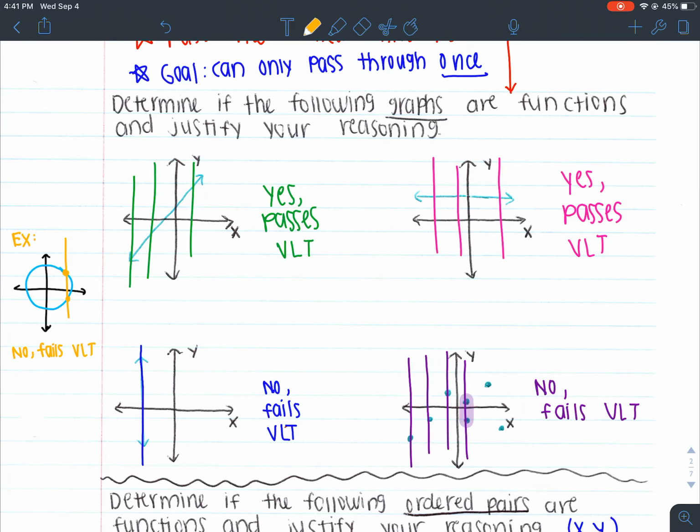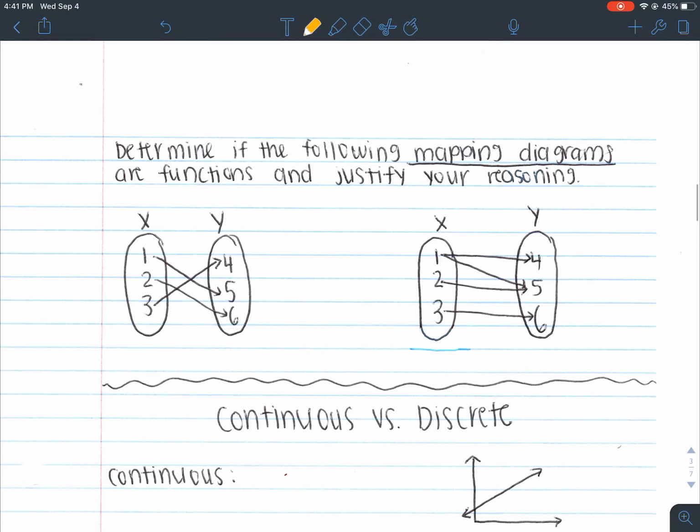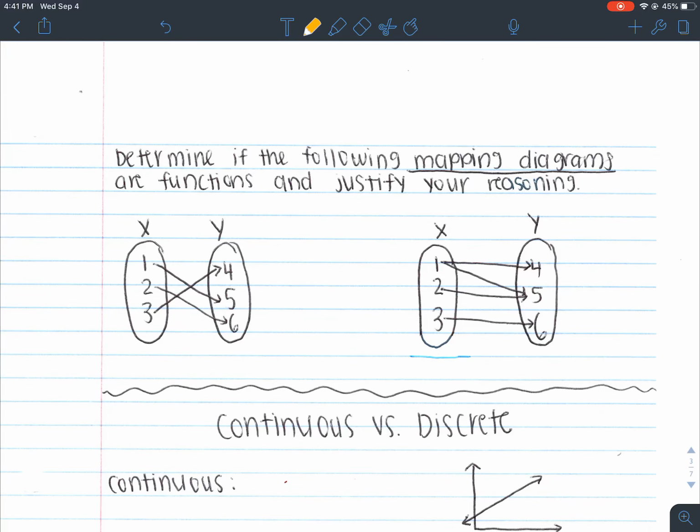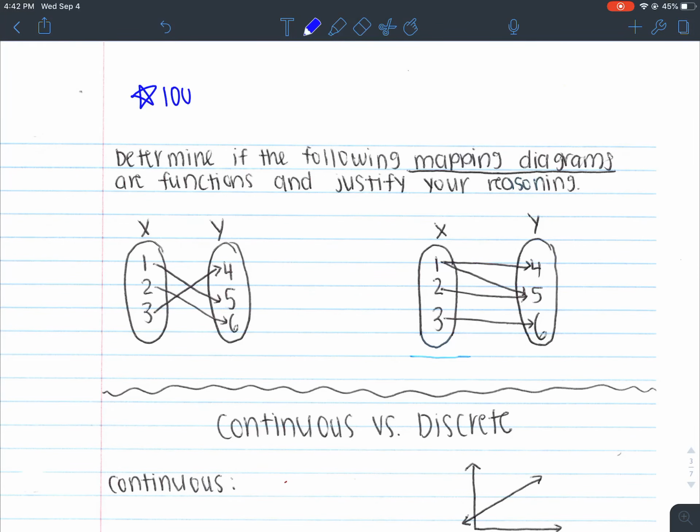So you could have a different kind of problem where you have a circle, right? It might not be like a line or a bunch of points. It could be a circle or any type of shape. So if it crosses through the graph more than once, it fails the VLT. All right. And our very last representation is mapping diagrams. So we've gone through tables, graphs, ordered pairs, and now we're doing mapping diagrams. Here, you are also going to be looking for repeating x values.